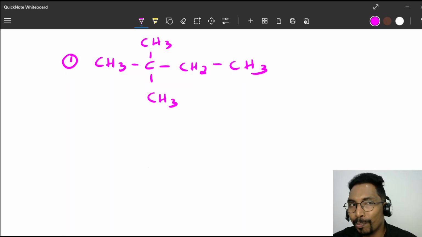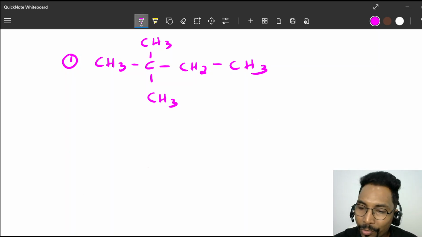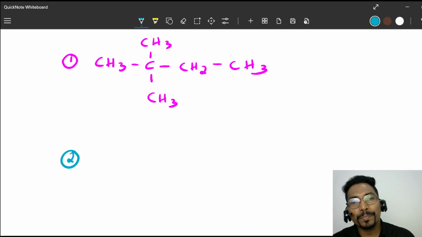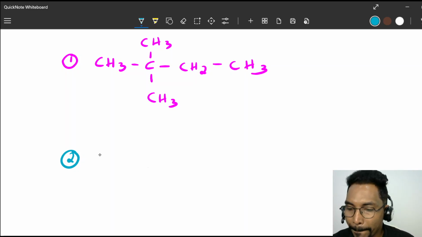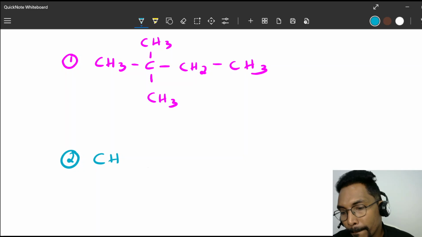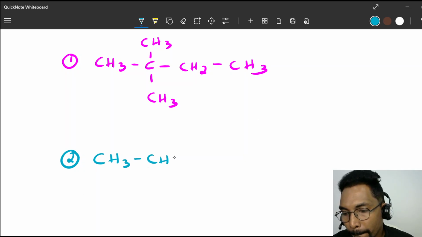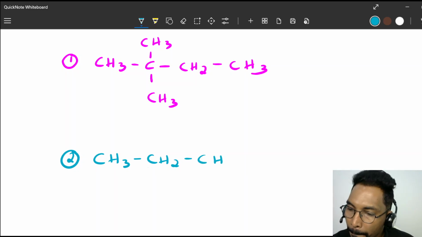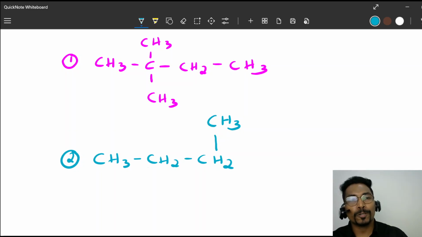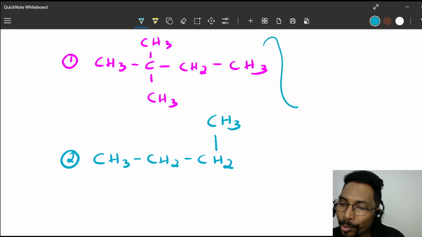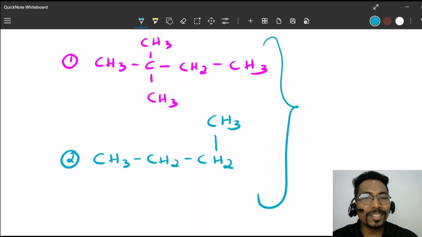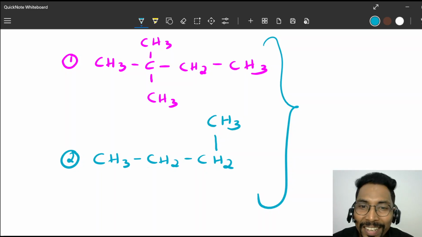name this compound. And one more compound, name this compound. You can answer these two compounds in the comment box. We can check how many of you are getting correct answers.